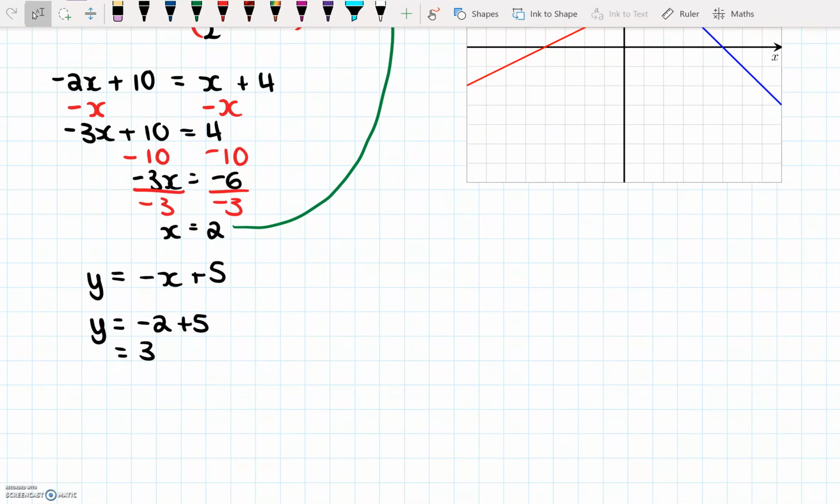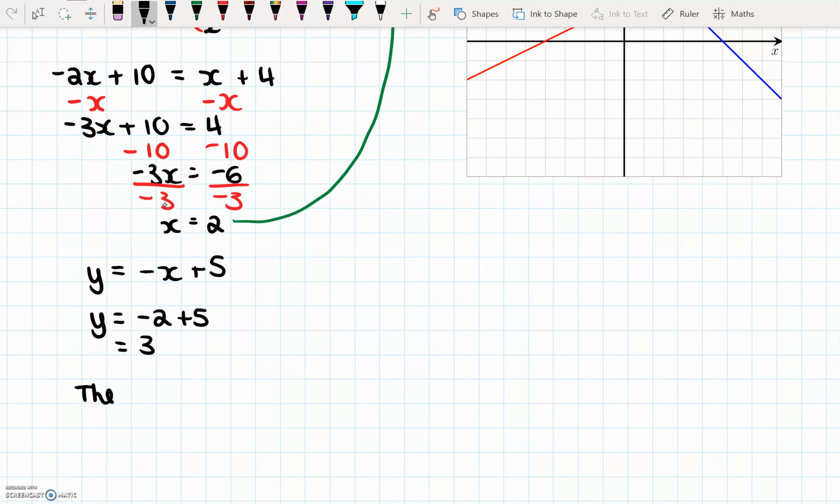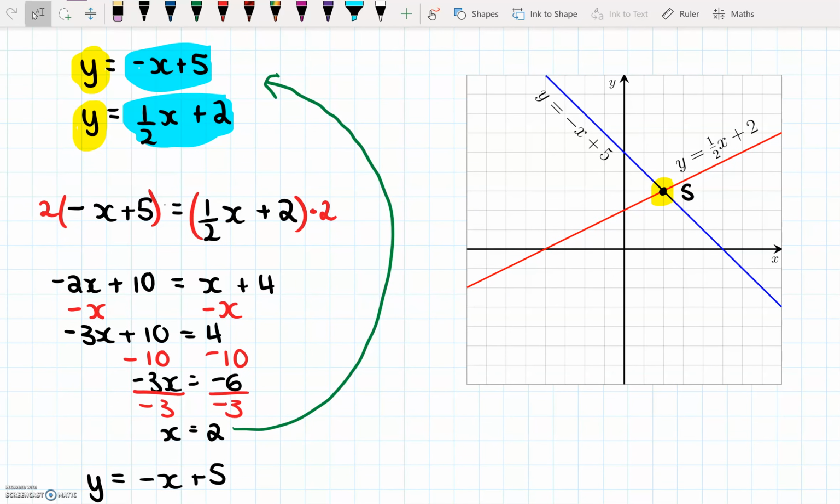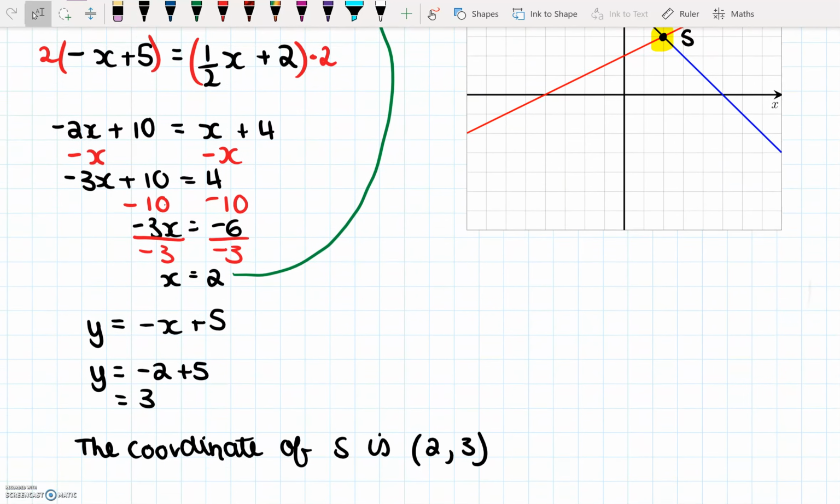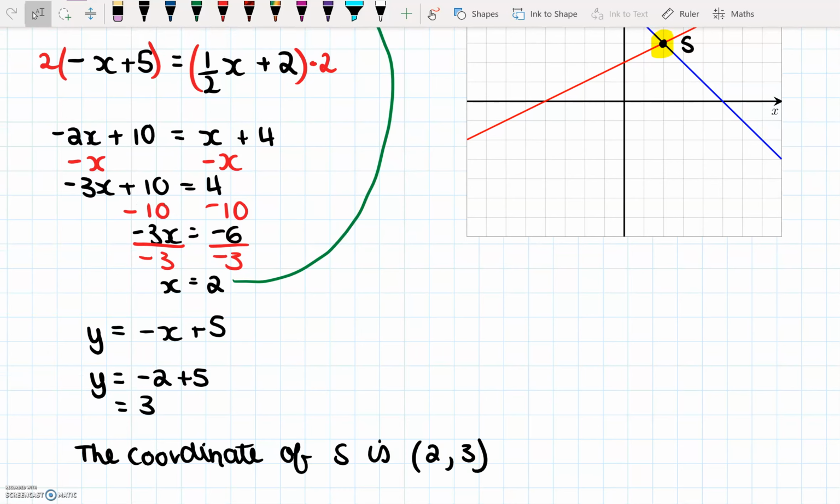All right, so that means the coordinate of S is, x was 2, so 2, 3. And again, for this one, we could read this off the graph, all right, but we really want you guys to get used to actually solving it and finding what this coordinate is. Okay, you should be doing this algebraically, using algebra.